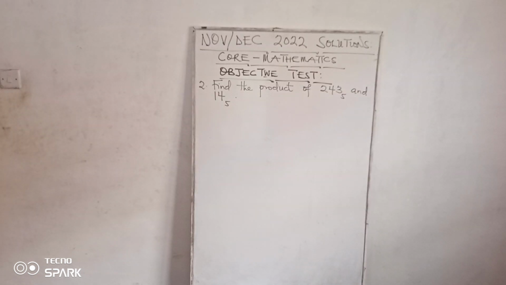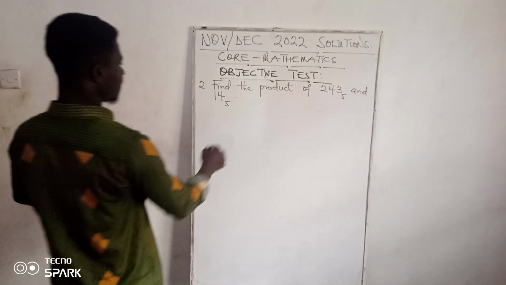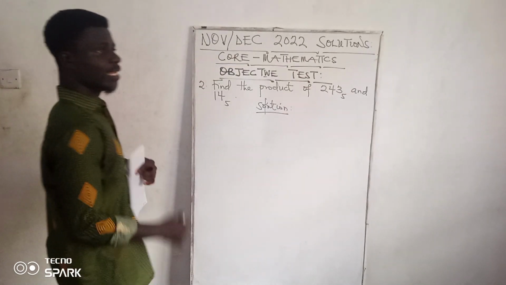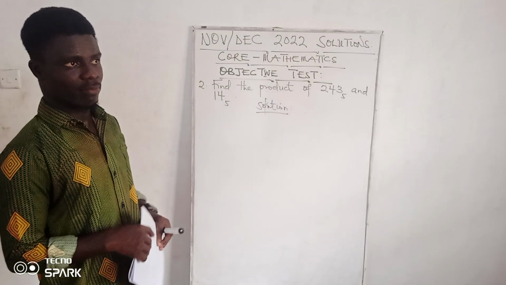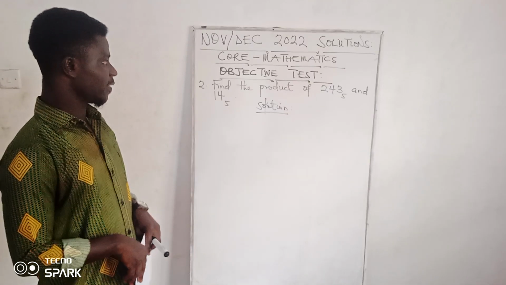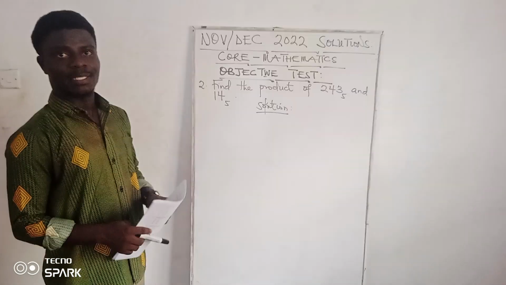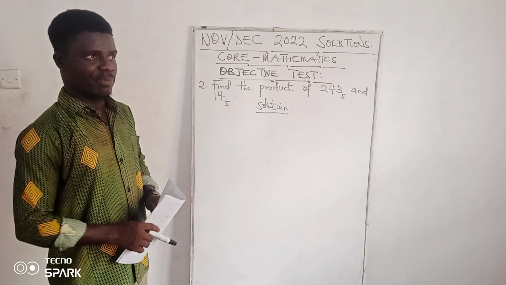So now our second question, which is: find the product of 243 base 5 and 14 base 5. So let's see. Solution. This question is under numeration system, that's number bases. That's a Form 1 topic. Numeration system, number bases. Right.